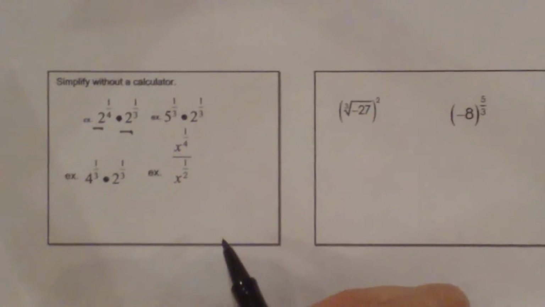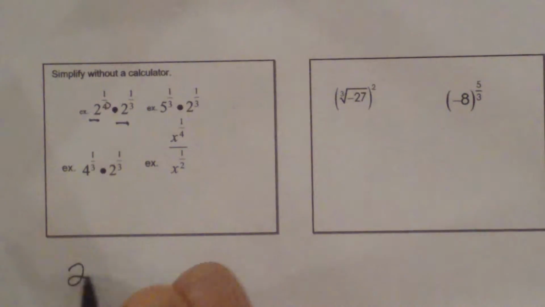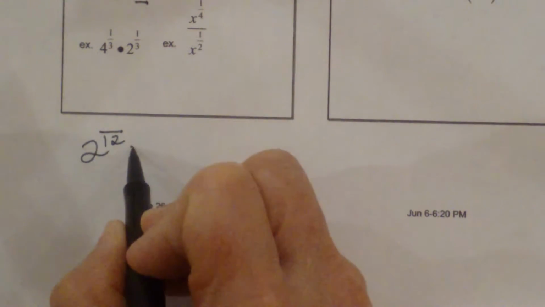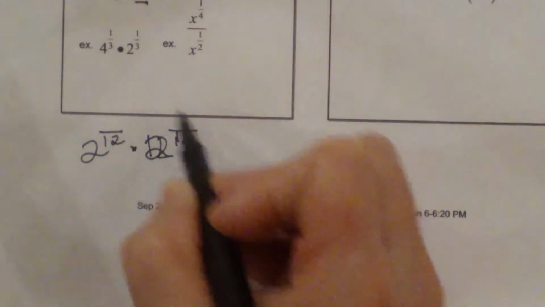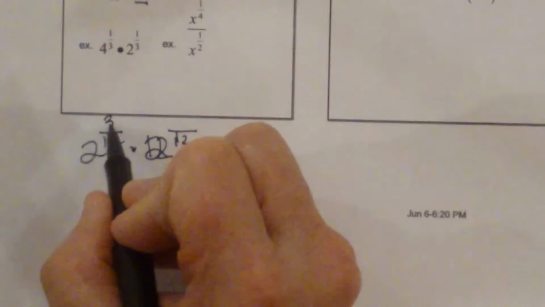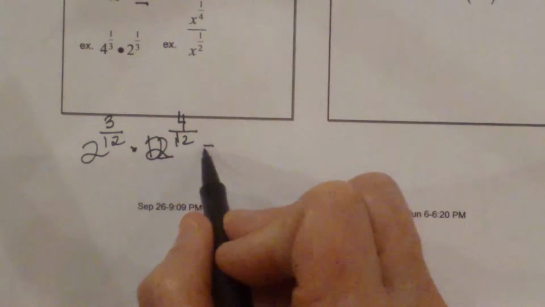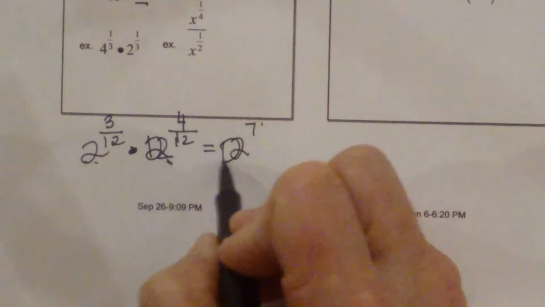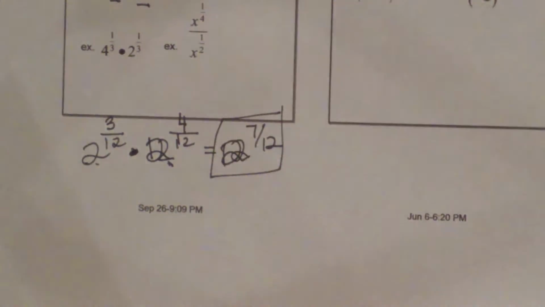Okay, I'm going to need a little workspace here because I know I have to add those. So I have to get a common denominator. So I'm going to get 12 as my common denominator. Whoops, that's 2 to the 12. So 1/4 becomes 3/12 and 1/3 becomes 4/12. So when I'm multiplying these like bases, I'm going to add the exponents, so it's going to be 2 to the 7/12. And that's how you'd simplify that first one.